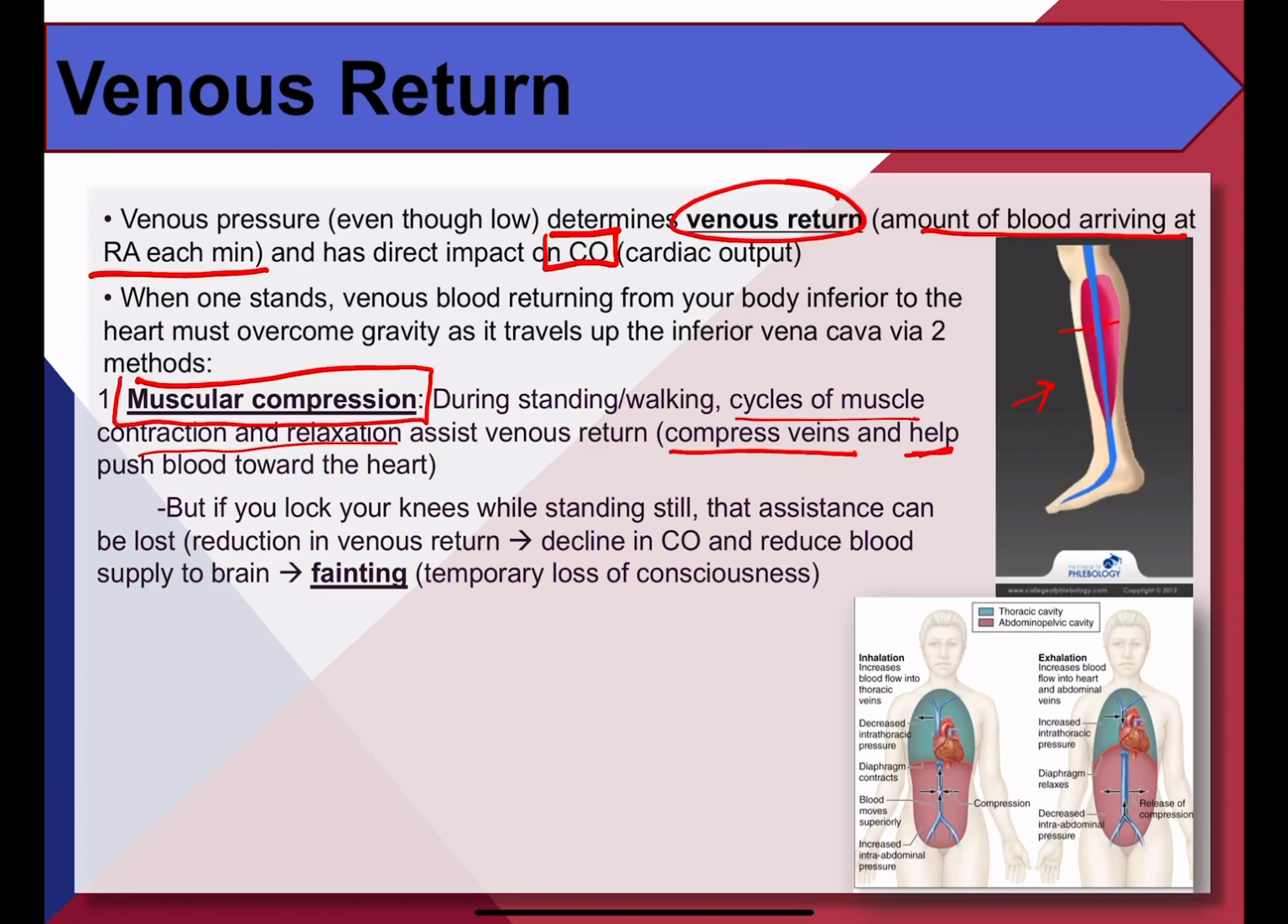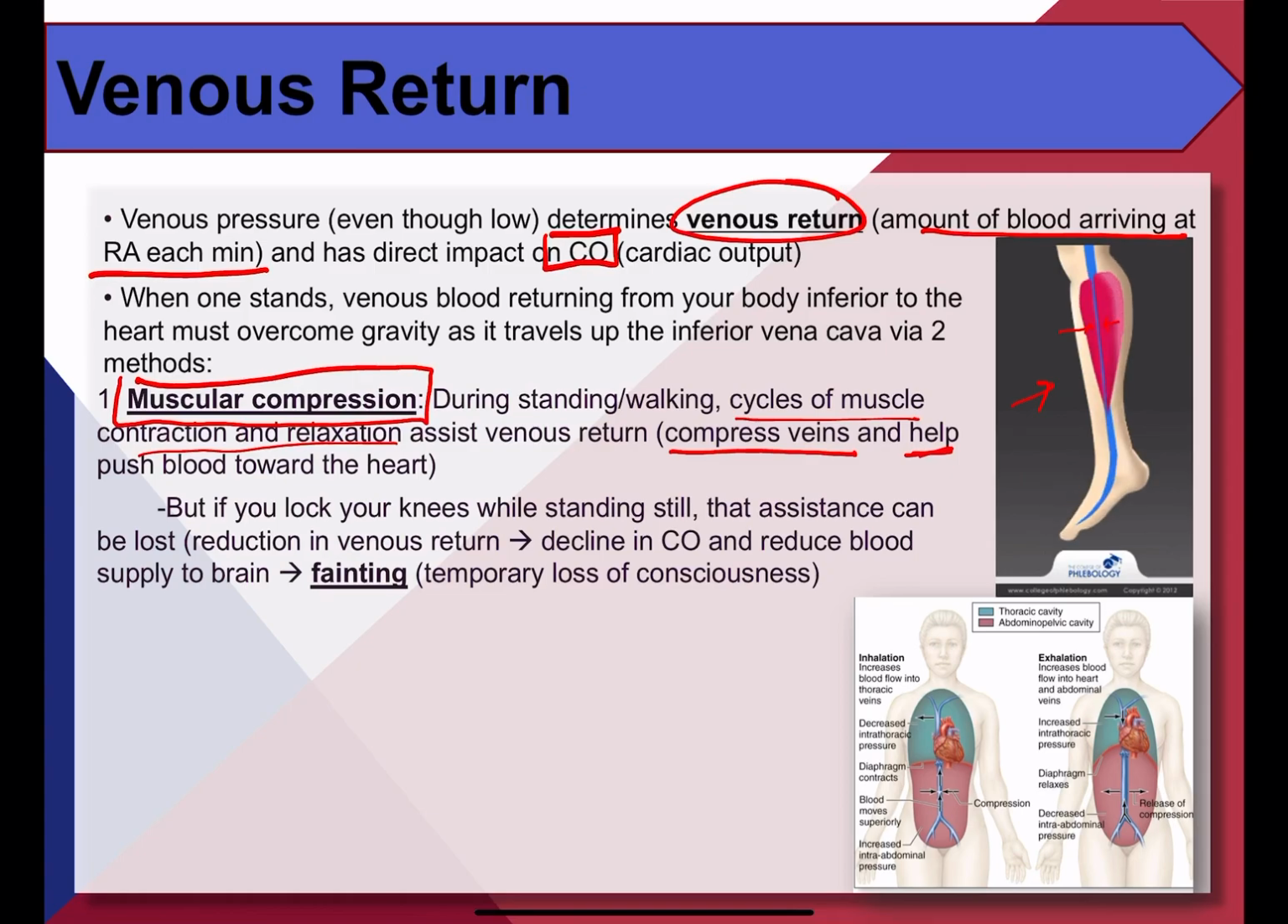When you contract your muscles, it squeezes down on that vein to push the blood within it upwards, which explains a pretty interesting phenomenon: why they always recommend that we not lock our knees when we are going to stand for a long period of time, especially if we're out in the sun. Because when you lock your knees while standing still, the assistance of venous return from muscular compression can be lost. You're not moving those skeletal muscles as you should, yet muscular contraction is what helps blood come back to the heart.